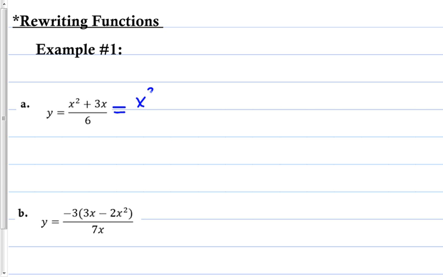So I'm going to break this up, x squared over 6 plus 3x over 6. And hopefully you can see that I can simplify the 3 over 6 part. And then the x squared over 6, if you feel comfortable still separating the 1/6 from the x squared, that's fine. So I get 1/2 and then x. So that's what I'm going to derive.